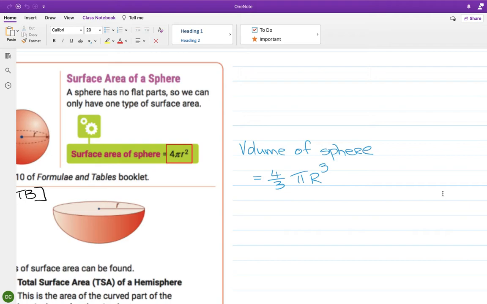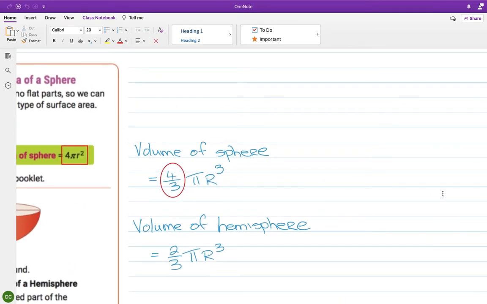So then when you want to get the volume of a hemisphere, the volume of a hemisphere is obviously half a sphere. So all you do is half this. So instead of 4/3, you have 2/3 pi r cubed. So you don't need the formula is what I'm trying to say. Now if you have the surface area of a sphere, as we said, there's no discrepancy because there is no curved and flat part, it's just all curved. So that's 4 pi r squared.